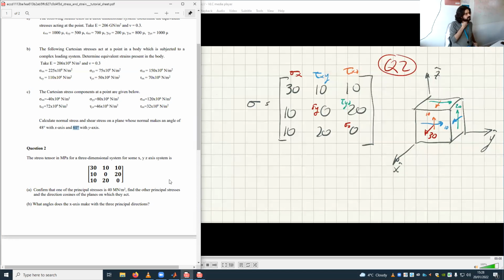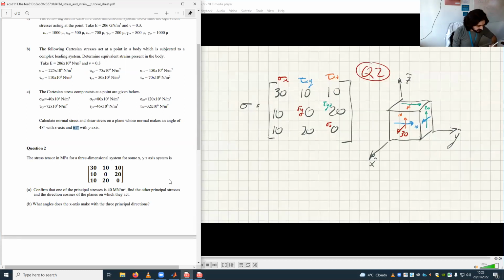Now, confirm that one of the principal stresses is 40 megapascals, meganewton per meter squared. And find the other principal stresses and the direction cosines of the planes on which they act. In fact, you have to find eigenvalues and eigenvectors of this system. Remember, the eigenvalues are the principal stresses, and the eigenvectors tell you the directions on which these three principal stresses act. So how you have to orient this cube in space in order to find those three principal stresses.